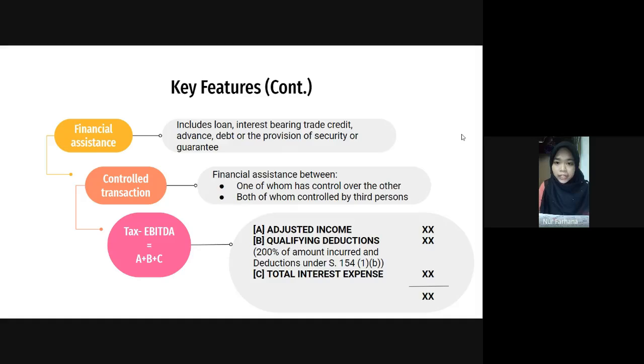Tax EBITDA can be obtained from the formula A plus B plus C, where A is the adjusted income calculated according to section 4A without applying any restriction yet. B is the qualifying deduction, consisting of 200% of the amount incurred and deduction under section 154 clause 1 clause B. C is the total interest expense relating to the financial assistance that has been received.